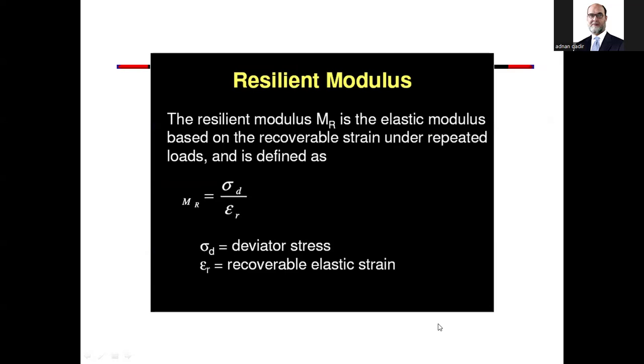So we can say that MR is the abbreviation of resilient modulus. M for modulus, R for resilient. It is the elasticity modulus based on recoverable strain under repeated load and is defined as the ratio of stress and strain. But the stress is deviator stress and the strain is the recoverable strain. And again, I repeat, the difference between the elasticity modulus or Young's modulus and the resilient modulus is that we apply load all around, three-dimensional loading, while in Young's modulus, there is unidimensional loading only on the z-axis.